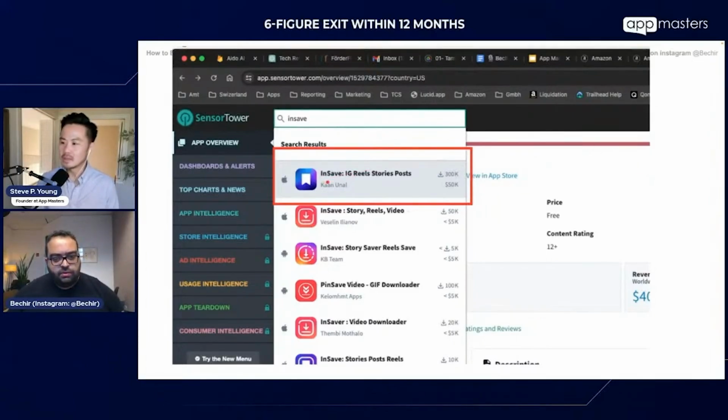You know what I like about this too, Fisher, is that it's an indie developer. Like, it's not a company name. It's just a person's name too. I really like that.